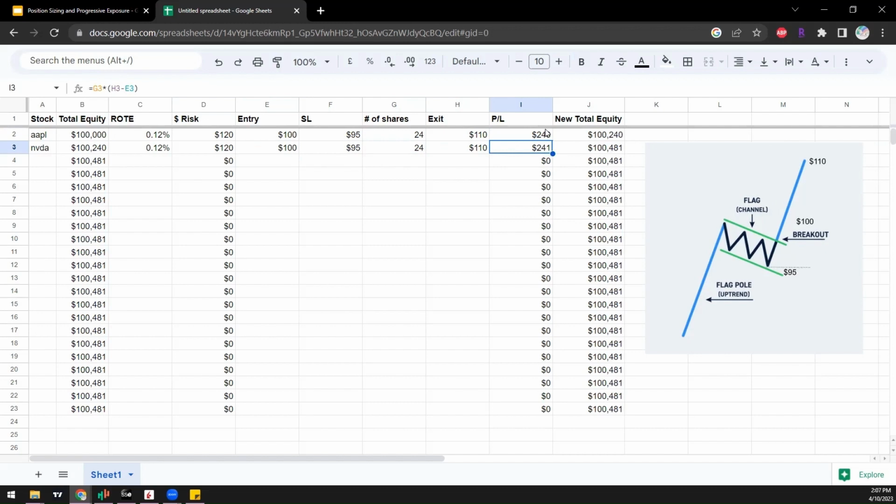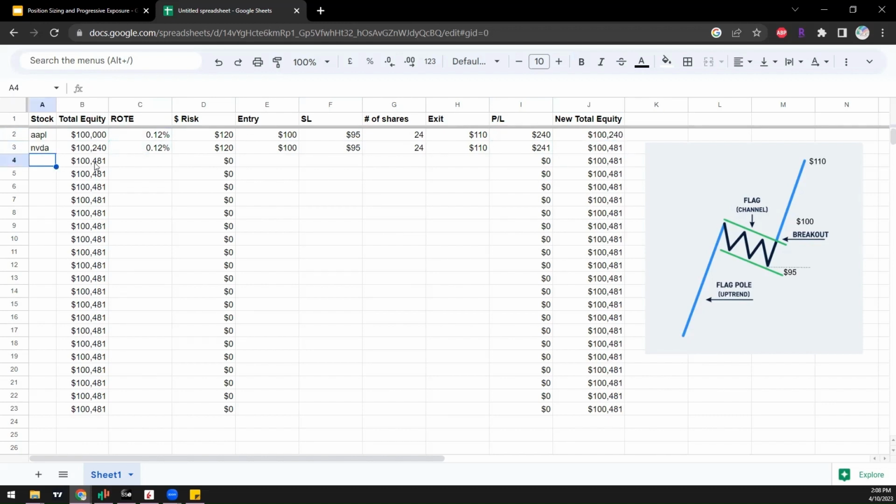Now, why is it $241 and not $240? That's because our total equity in this case was higher. From 100,000, we've moved on to 100,240. So the P&L is slightly higher too. But now, at the end of the day, our new total equity is $100,481. How did we get that? Remember, we made 240 from the Apple trade and 241 from the NVIDIA trade. We've had 2 profitable trades at a risk of 0.12%. So our total equity is now $100,481.